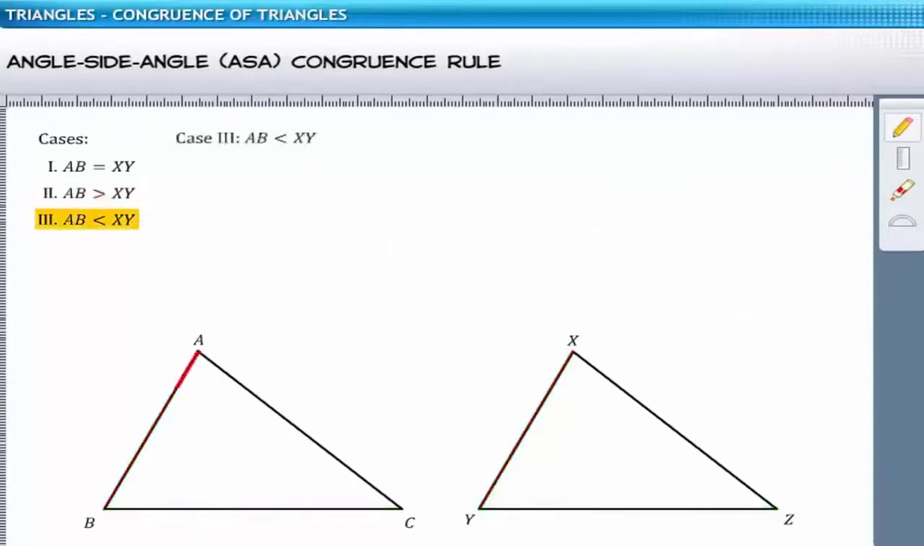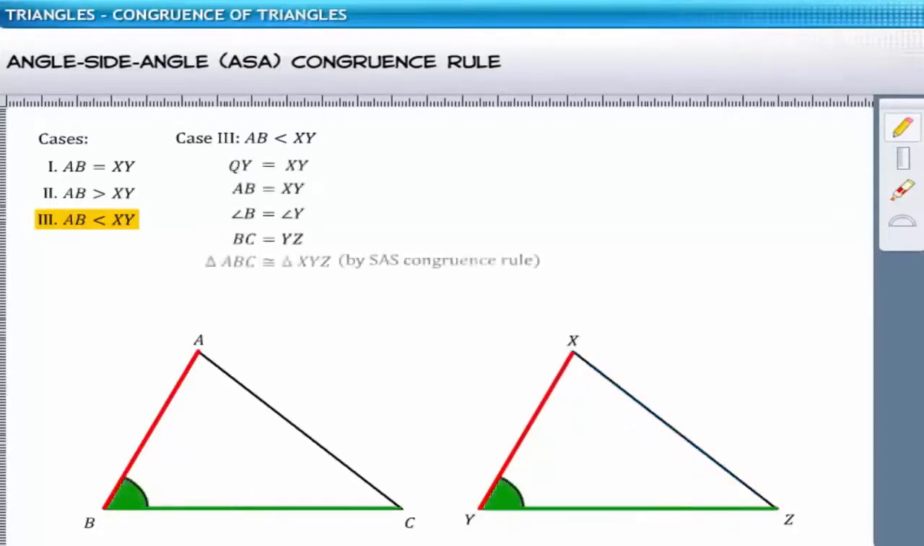Lastly, consider AB is less than XY. In this case, consider a point Q on XY such that QY is equal to AB. Proceeding the same way as we did in case 2, we can conclude that QY is equal to XY. Therefore, by the SAS congruence rule, triangle ABC is congruent to triangle XYZ.